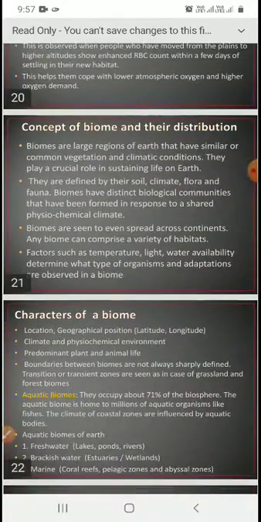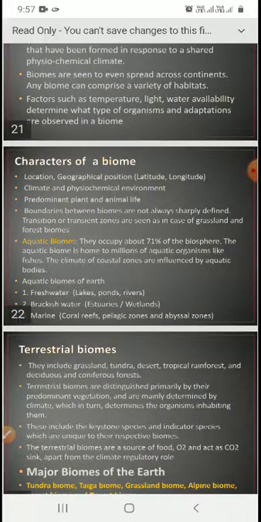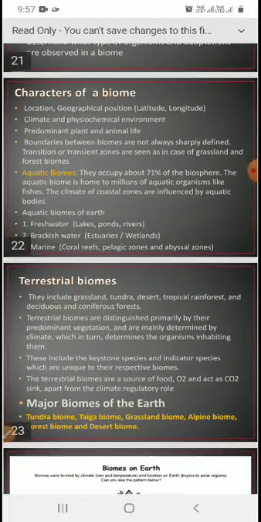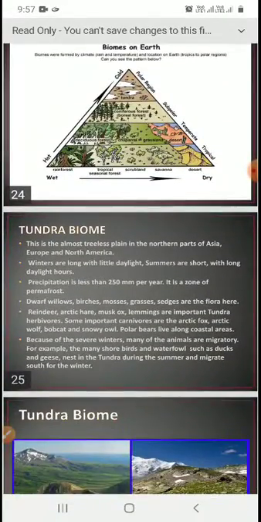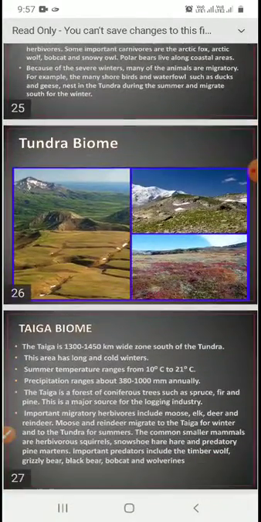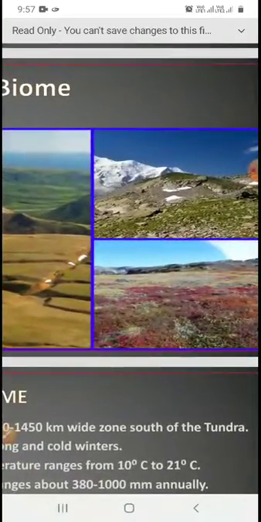Note down, this is a 2-mark question. Characters of the biome: location and geographical position are the basis of the characters. After that, biomes on the earth. On the earth, the tundra biome is there. So this is the biome of tundra.